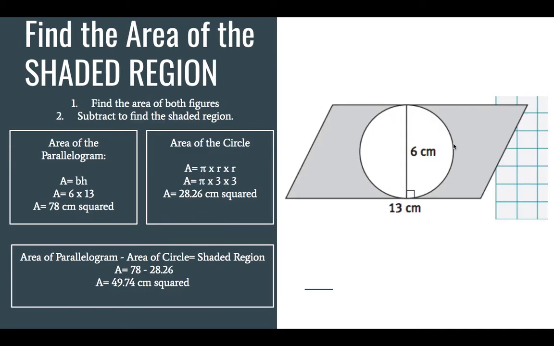Let's take a look at something like this. We have a parallelogram with a circle. This one's a little bit different, but same concept. It's asking for the shaded region. So you're going to find the area of both figures, and then we're going to subtract them.